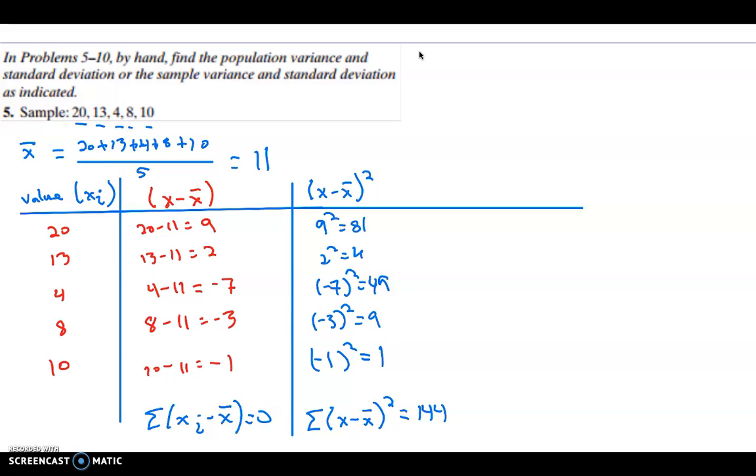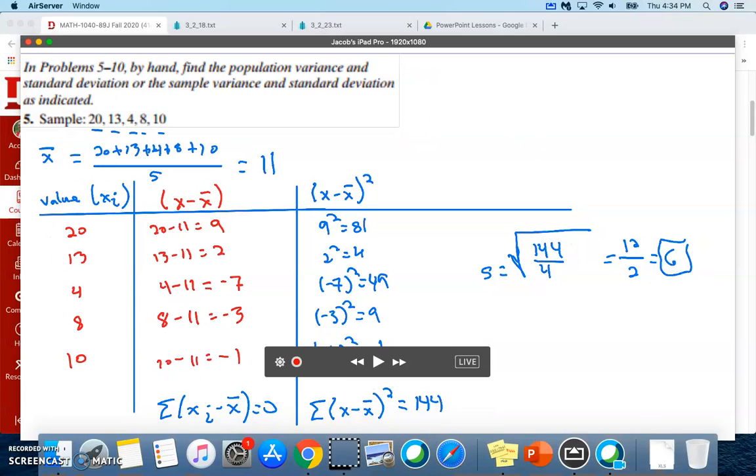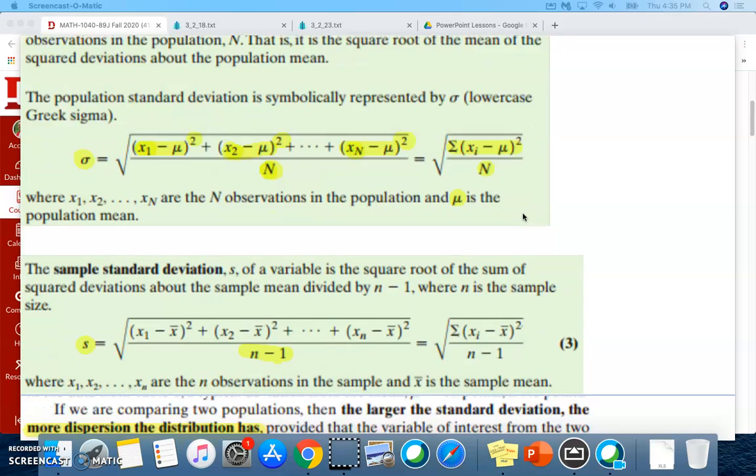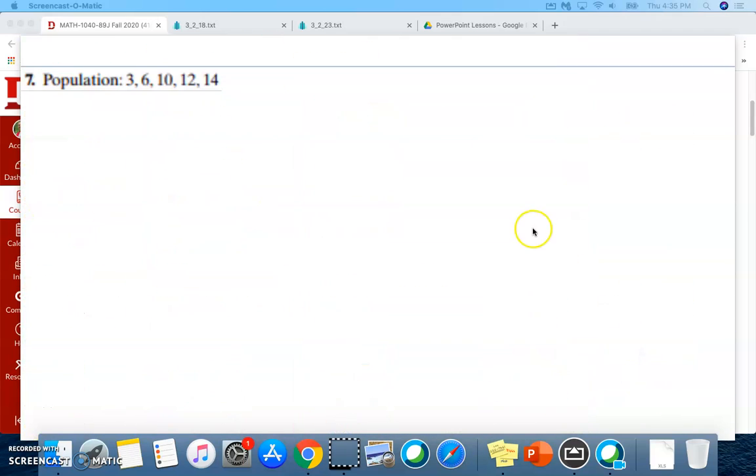So to find our standard deviation s, we take the square root of the sum of the deviations squared, which is 144, divided by the sample size minus 1. So 5 minus 1 is just 4. So this becomes 12 over 2, or 6. So that's how we'd find the sample standard deviation. The variance would just be that 6 squared. Or, whoops, sorry, I had a little glitch there. All right, there it comes.